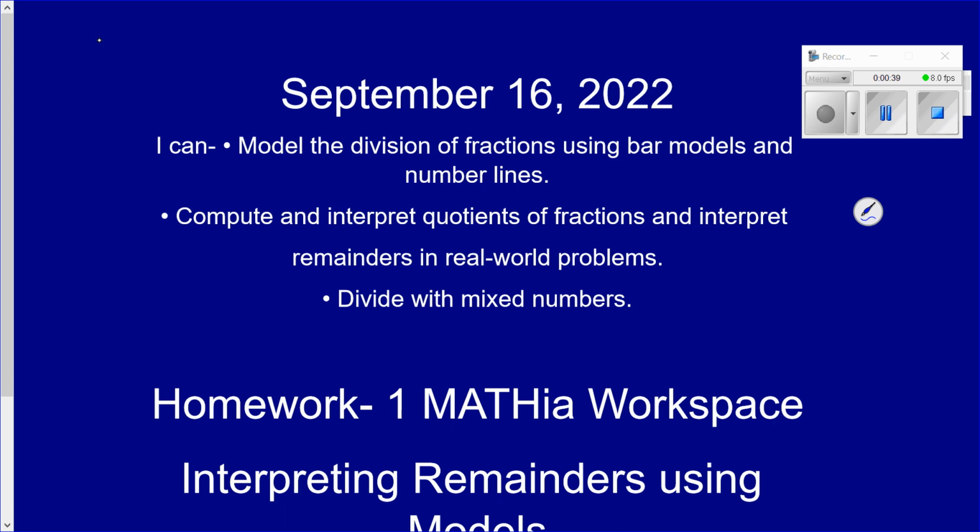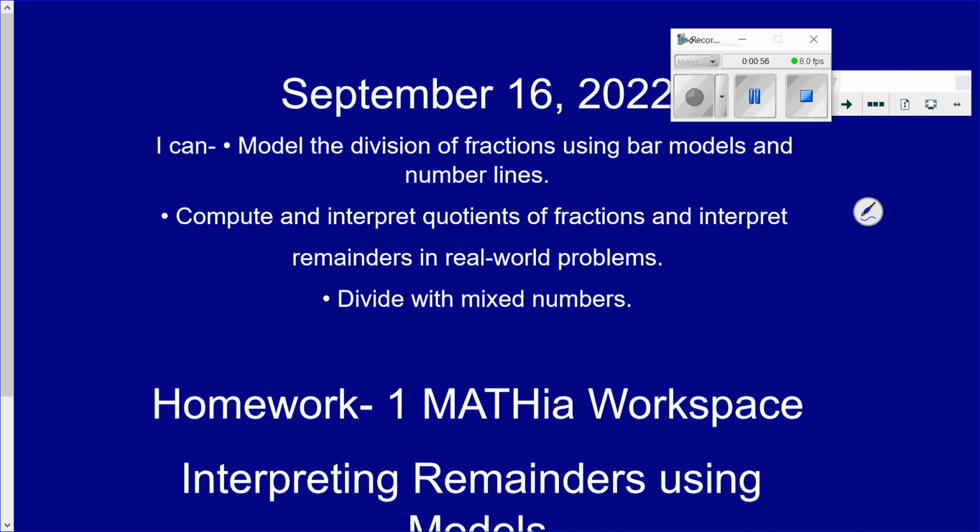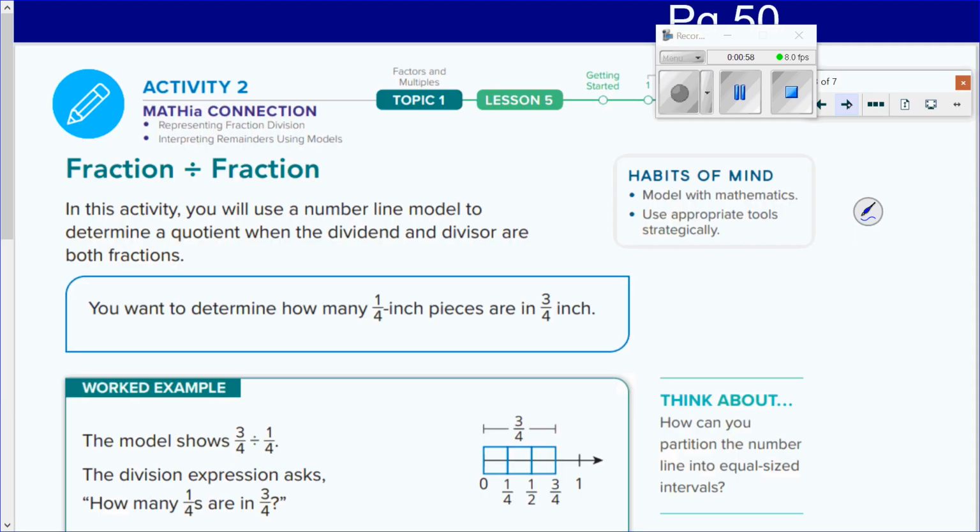Okay, homework tonight, very easy. One Matthew workspace. So you'll be through 9 at this point. So make sure you're on target. This one is called Interpreting Remainders Using Models. So just make sure you understand which one you're doing. So that is what we are doing. Let's go ahead and start doing it.